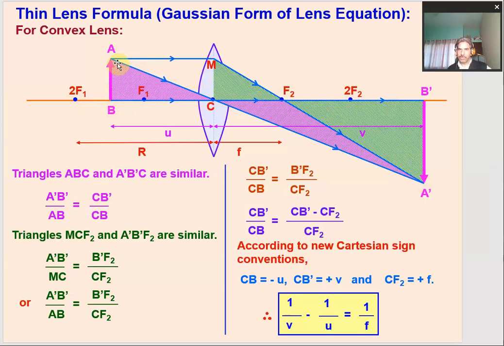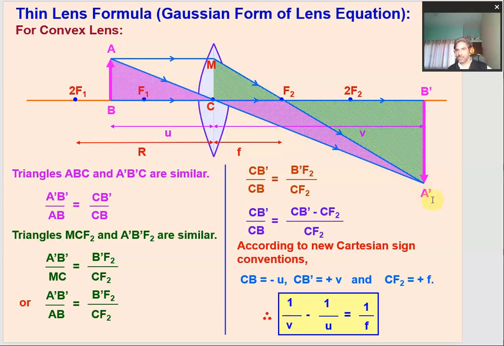In order to draw the ray diagram, we draw two light rays from the topmost point A of this object. The first light ray will be parallel to the principal axis, which after refraction through this lens will pass through the focus. Another light ray may be incident at the center of curvature, or it may pass through the focus, but it is convenient to take the light ray passing through the center of curvature, because this light ray will go undeviated and it will meet the other refracted light ray at point A dash.